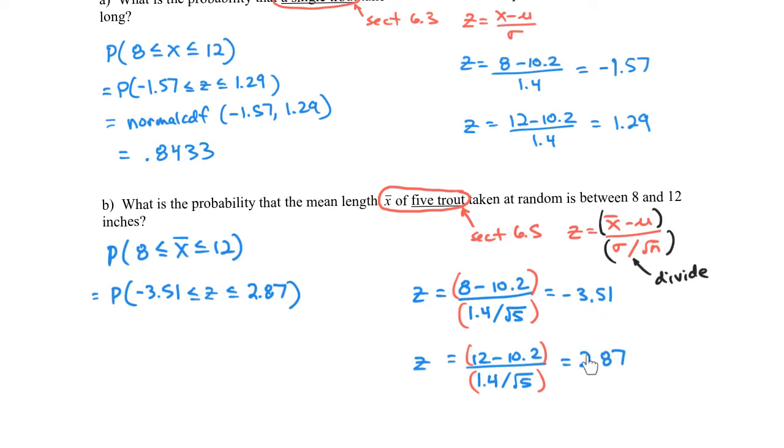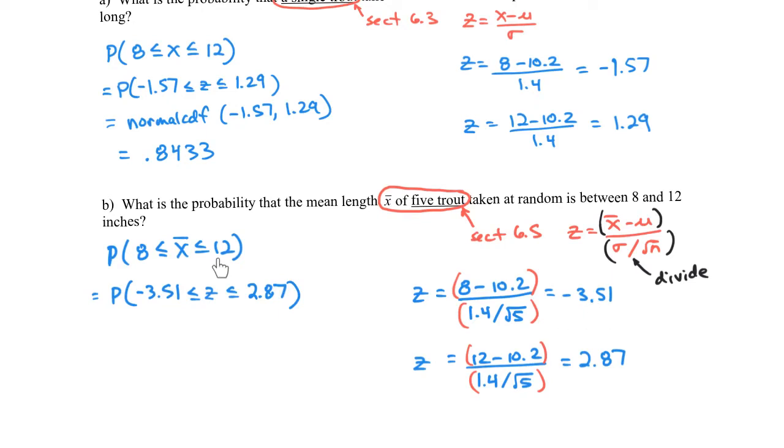Now you look at these, and these are not very common. Negative 3.51 is not common at all, right? So basically they're saying it would be unusual to get a mean length of 8 when 5 trout are taken, because 8 is a small trout. While it wouldn't be unusual to get one of them, it would be unusual to get a mean length of 8 for 5 of them, because that means all the trout would probably have to be pretty small. And that's not all that likely based on the z-score.